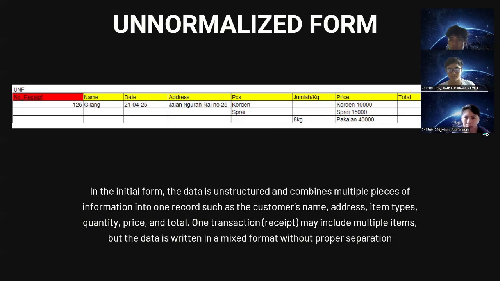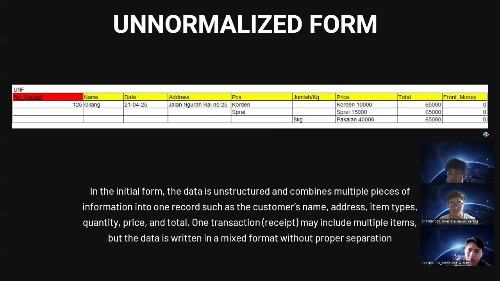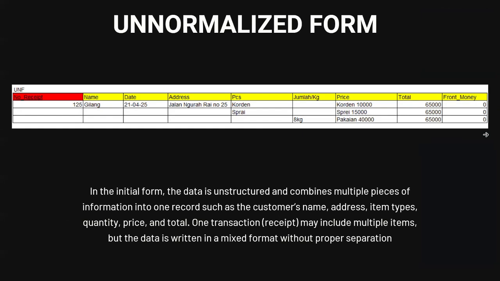So first, what is the anomalous form that we can make from the note? Here in the anomalous form, the initial data is unstructured and combines multiple pieces of information into one record, such as customer's name, address, item types, quantity, price, and total. One transaction in the receipt may include multiple items, but the data is written in a mixed format without proper separation.